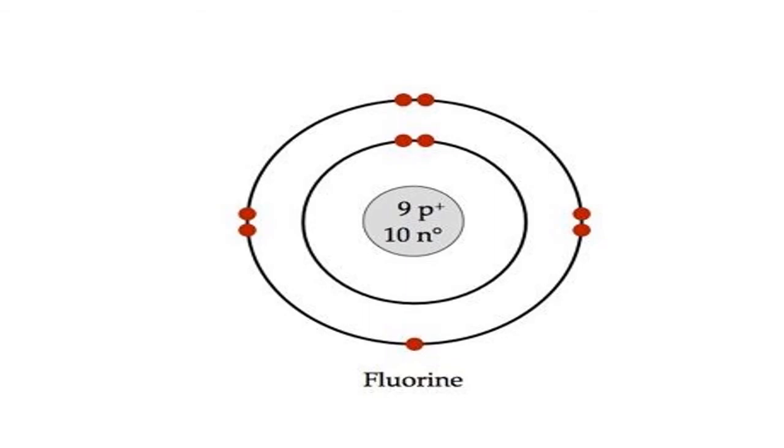9 protons, 10 neutrons, 2 electrons, the maximum amount for the first shell, and then we have the rest of the electrons, 7 electrons on the outer second shell of fluorine, which totals to 9 total electrons.